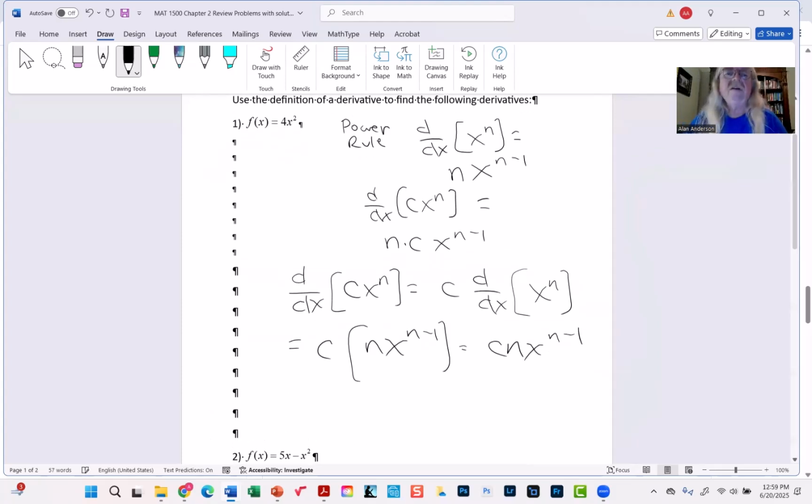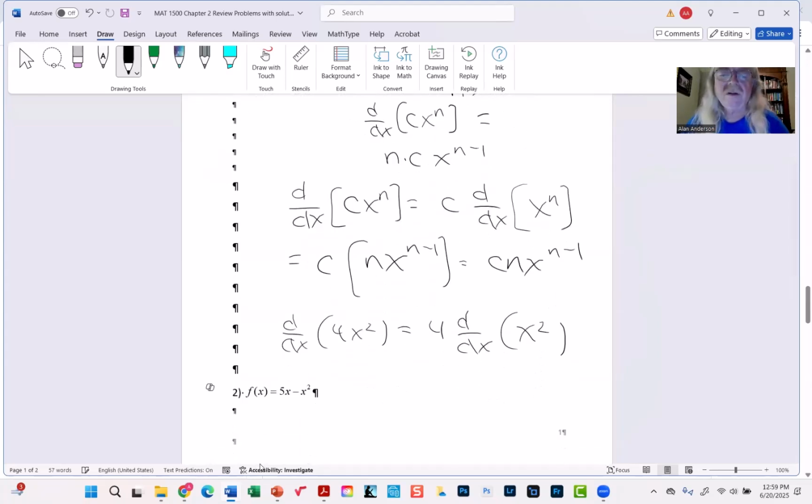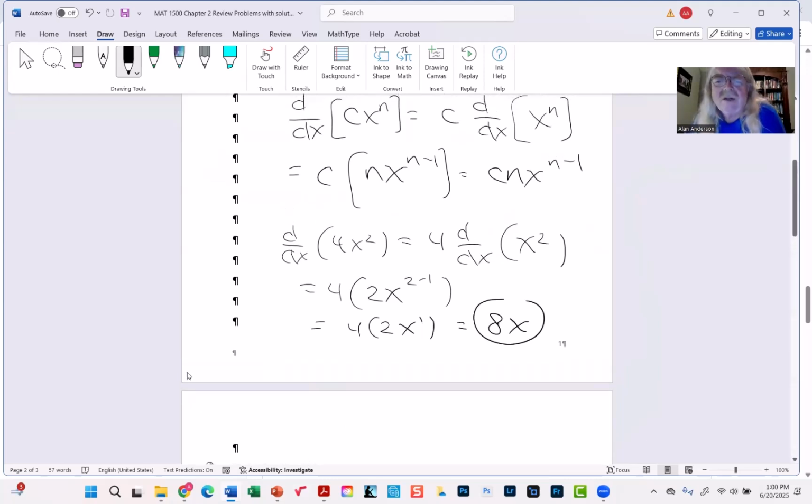So here we have 4x squared. We can factor out that 4 if we want. And now we'll apply the power rule to x squared. And we ultimately end up with 8x. Okay. So that wasn't so bad. All right, great. We're off to a good start.